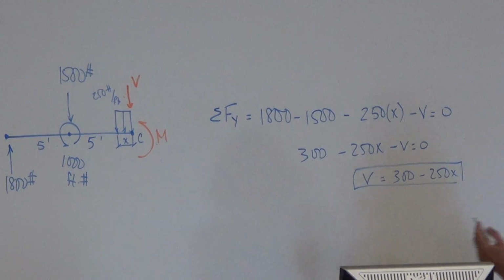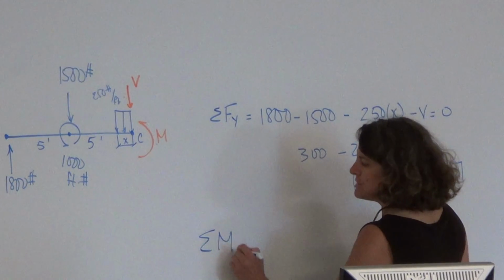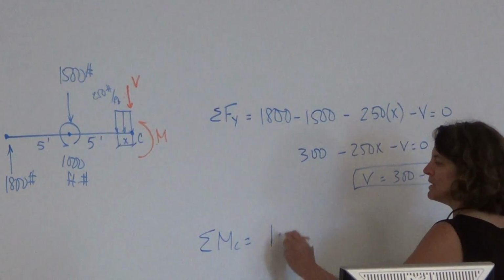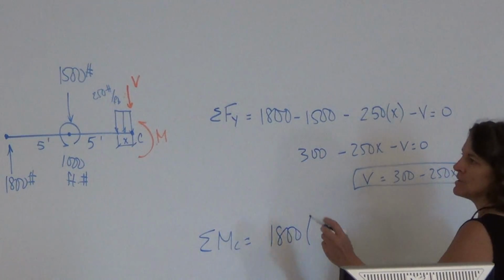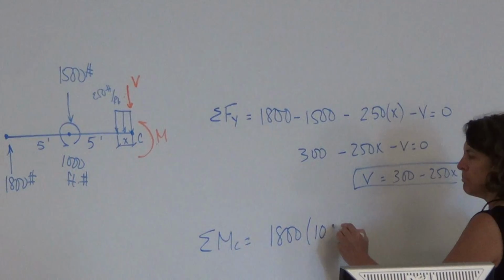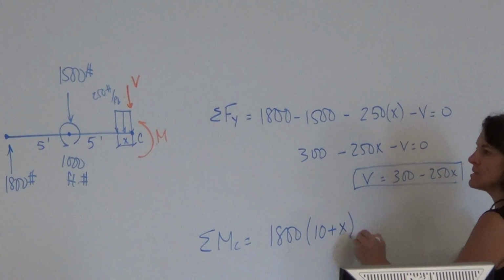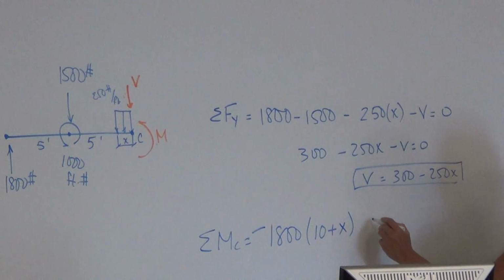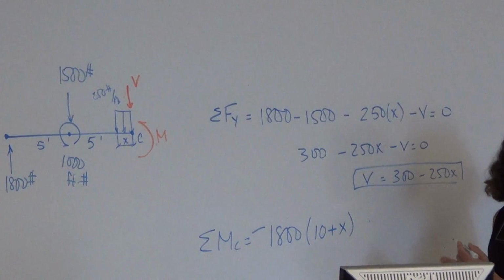So now let's do the sum of the moments, and I want to sum the moments about the cut right here. So Paul, what is it? 1,800 times? It's 10 plus x, positive or negative? Negative. Negative what? Negative foot-pounds, but okay.